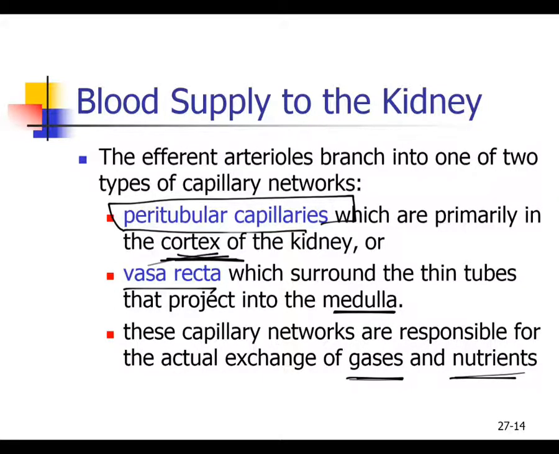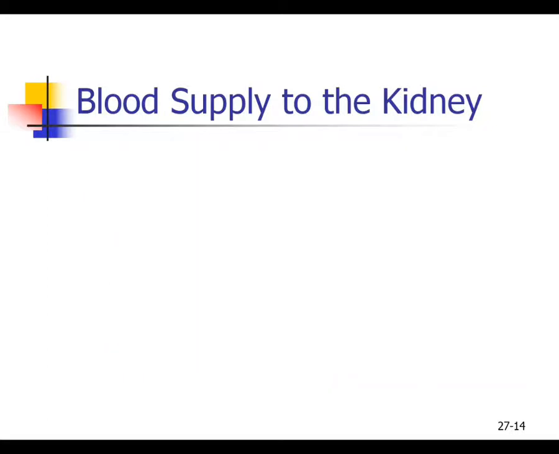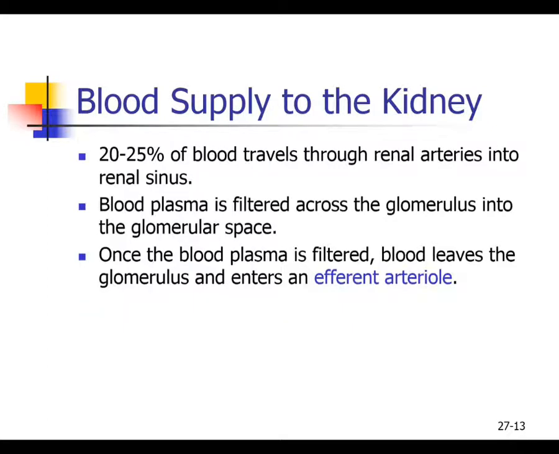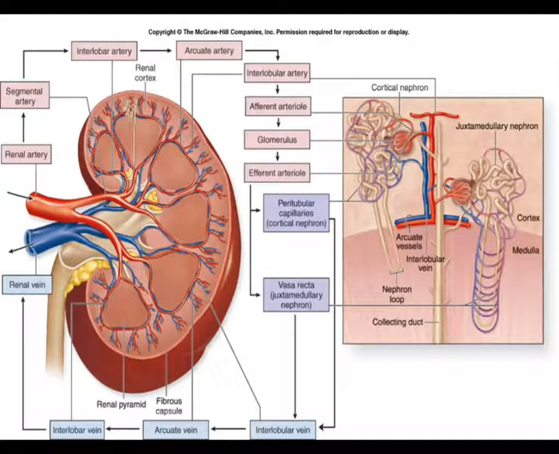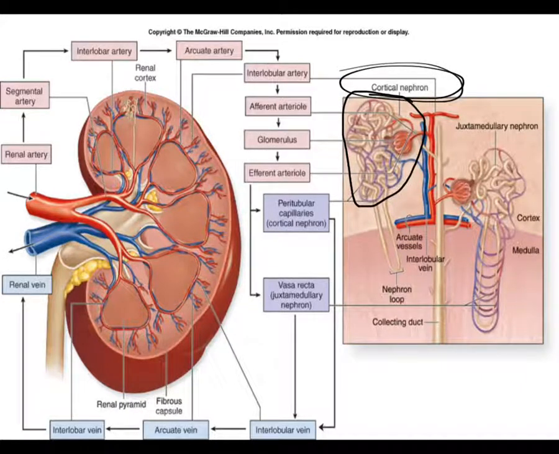Let me go back to the previous picture and just point that out again, now that I've shown you that slide. This nephron up here is a cortical nephron. It's in the cortex. There is only a very short loop of Henle that comes down. It's not very impressive. Most of the tubing is up in the cortex, so we call that a cortical nephron. And around the cortical nephron is where you find these peritubular capillaries.